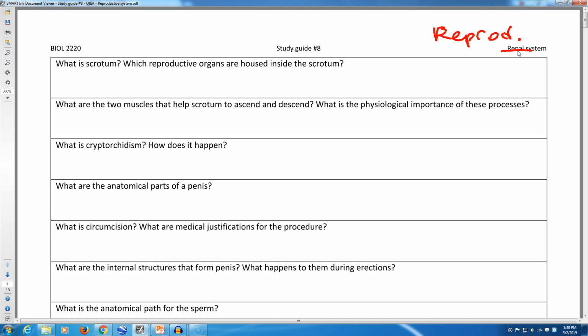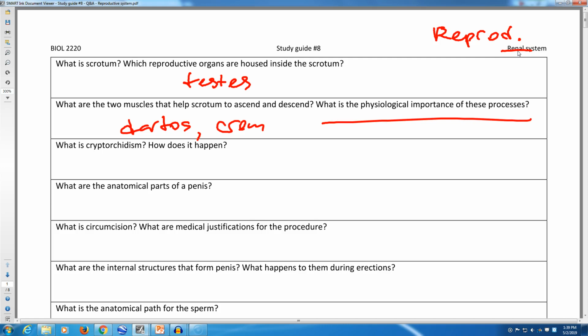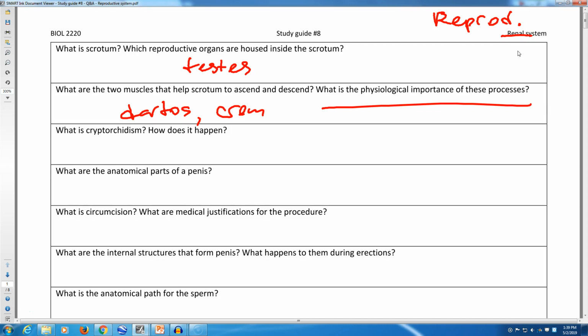So the first part is basically anatomy. Reproductive organs inside the scrotum are the testes, and two muscles, dartos and cremaster. Their physiological importance is to maintain the temperature in the testis and allow proper maturation of the sperm. Cryptorchidism is when the testis fails to descend.